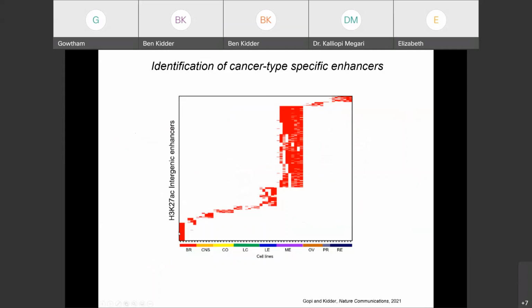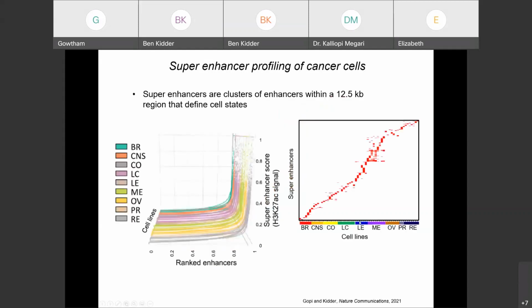So this is basically the cancer type specific enhancers, and it's just sorted in ascending order from breast cancer all the way through renal cancer. So beyond typical enhancers, which I mentioned, there's also super enhancers, which folks are probably familiar with. And these are clusters of enhancers within a 12.5 kb region. And these are more cell type specific. So they're essentially defining cell states.